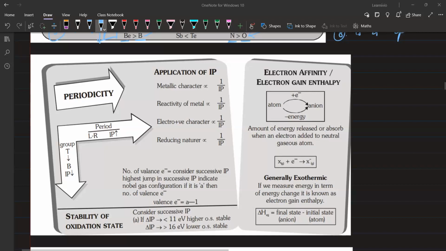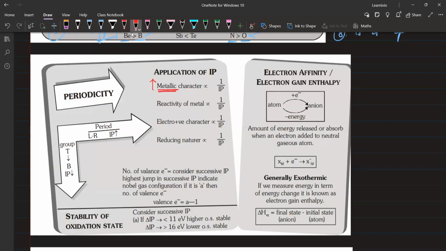Now, ionization potential has certain applications. For example, metallic character is the most important application. It is inversely proportional to the ionization potential. The easier it is to remove the electrons, the higher is the metallic character. Because by definition, what is a metal? Metal is an element which has a tendency to lose electron. So if it is losing electron easily, that means it will have a lower ionization potential and the metallic character will be high.